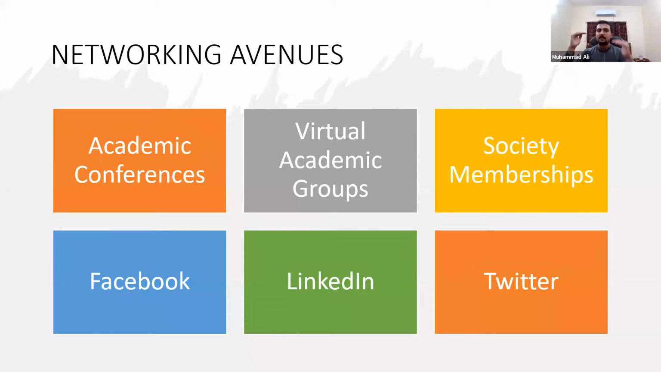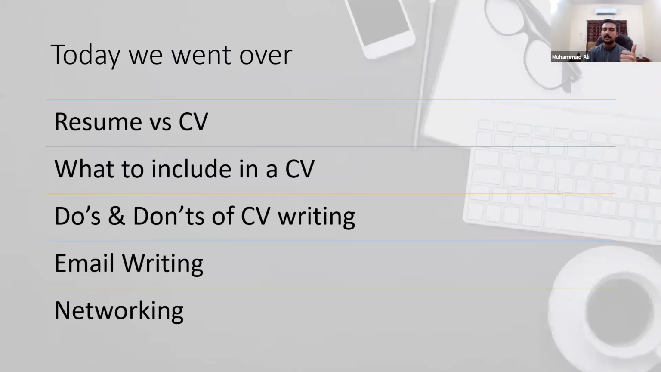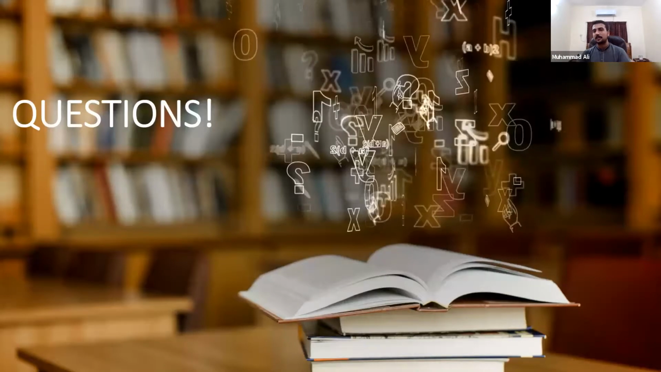You will first make your CV, have a master CV with you, then know how to write an email, and then use these networking avenues to connect with relevant faculty. So today we went over the difference between a resume and a CV, what to include in a CV and what not to include, do's and don'ts of CV writing, email writing, and then networking opportunities to find relevant people whom you can send those CVs to via the email writing skills that you have, and then connect with them, get a response and start doing whatever you want to. Questions?